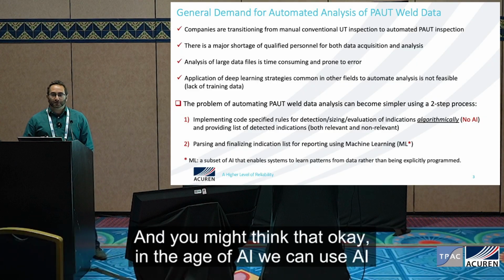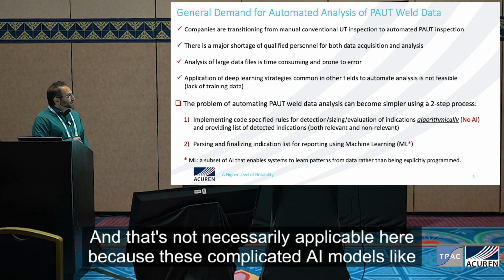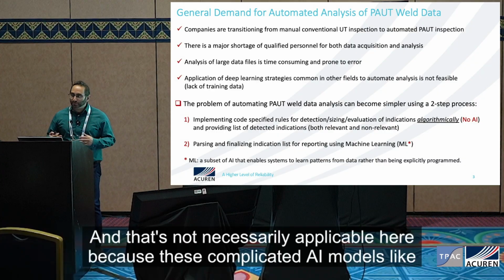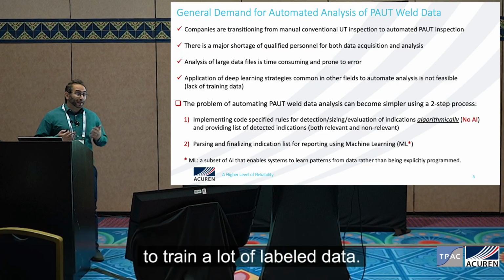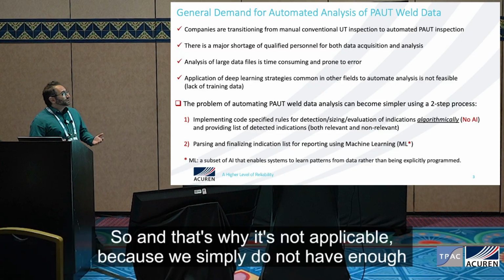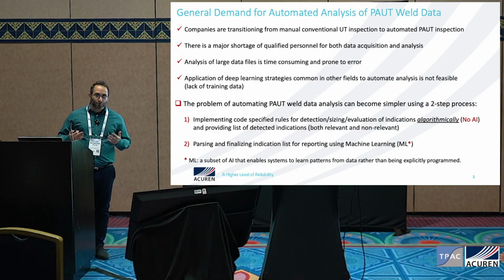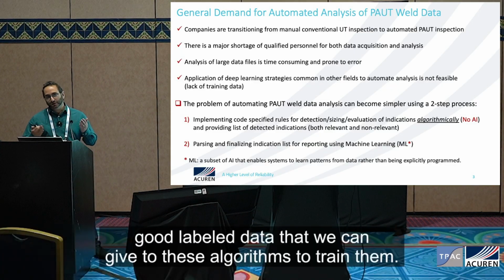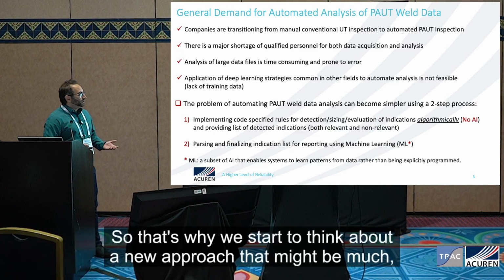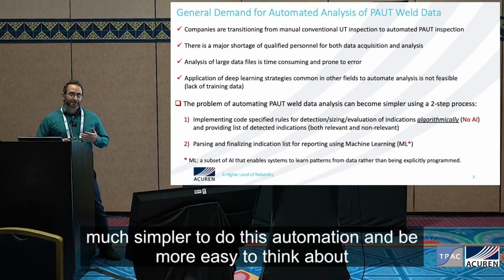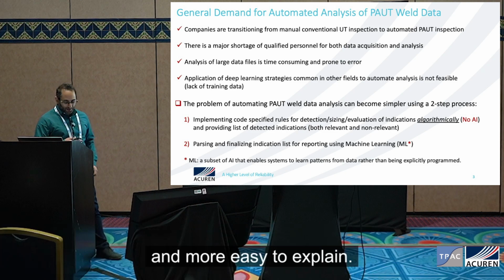And you might think that, okay, in the age of AI, we can use AI to train algorithms to do that. That's not necessarily applicable here, because complicated AI models like convolutional neural networks are great, but they need a lot of data to train, a lot of labeled data. And that's why it's not applicable: we simply do not have enough good labeled data that we can give to these algorithms to train them. So we started to think about a new approach that might be much simpler, easier to think about and easier to explain.